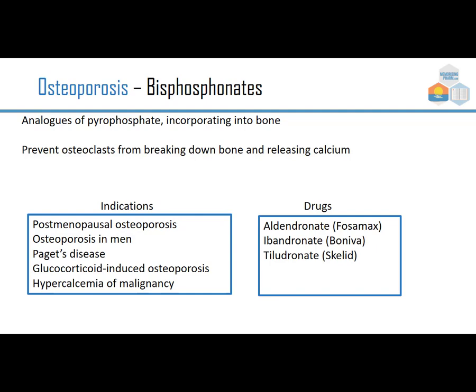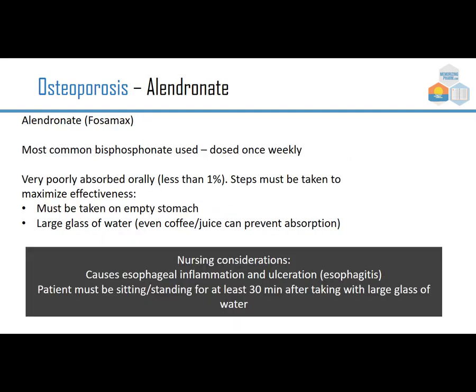So let's look at alendronate first. It's the most common bisphosphonate used. It's dosed once weekly. It's very poorly absorbed, less than 1%. So we want to take steps to maximize effectiveness. We've got to take it on an empty stomach with a large glass of water. Even coffee and juice can prevent absorption, so we'll avoid that. So watch for esophageal inflammation and ulceration, or esophagitis, and the patient must be sitting or standing for at least 30 minutes after taking with a large glass of water.